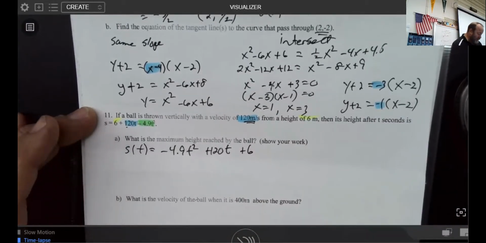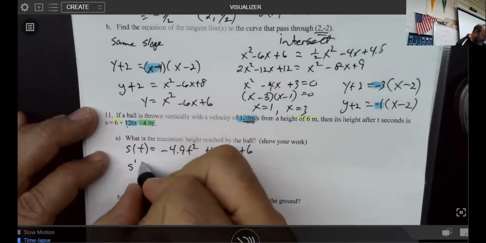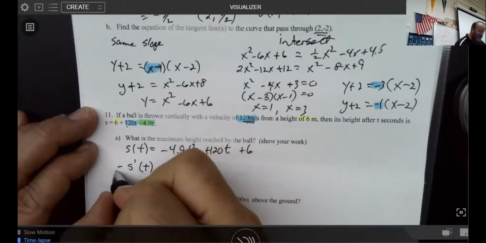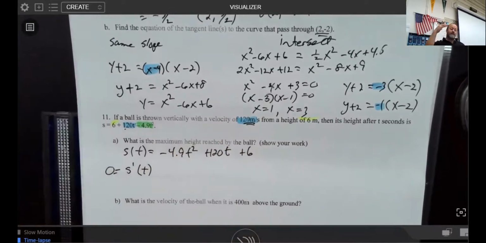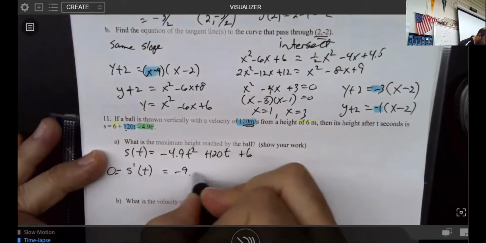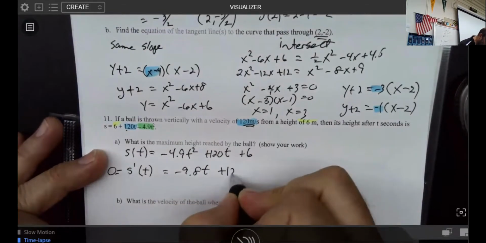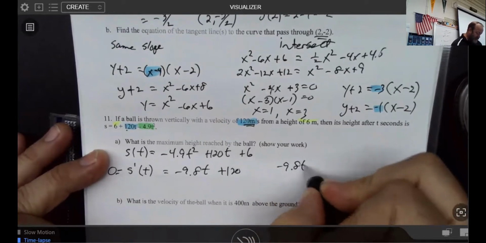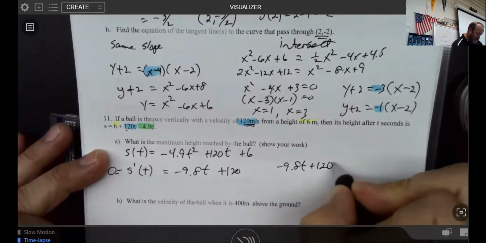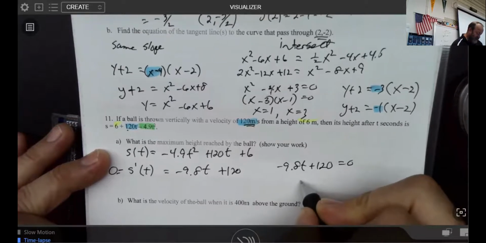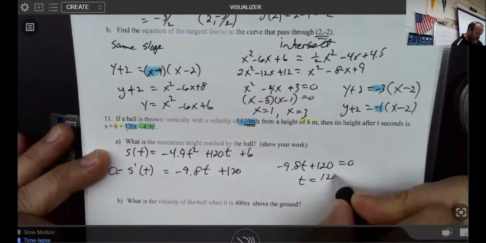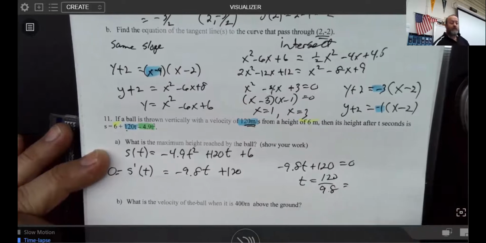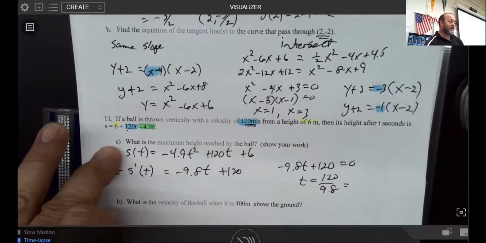So if we say, what is that maximum height? That's going to be where S prime of t is equal to 0, because when it reaches that peak height, its velocity will be 0. So we're going to call this -9.8 t, doing a quick power rule, plus 120. And I want to know, when is -9.8 t plus 120 equal to 0? We'll just do a little bit of math on that, and we get 120 divided by 9.8 if you move things around ever so slightly.